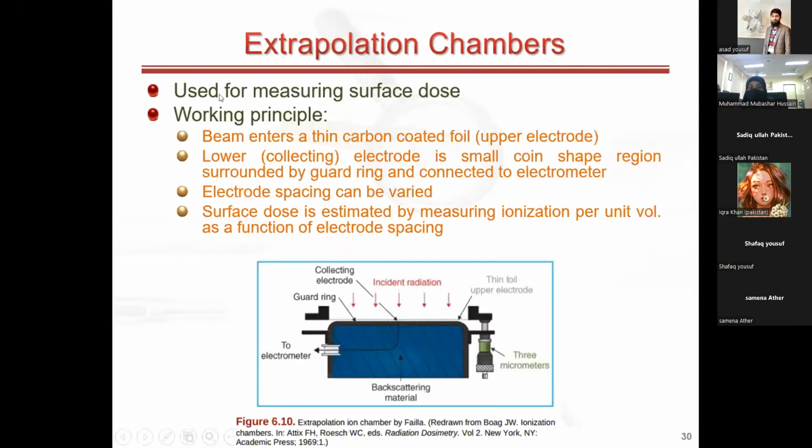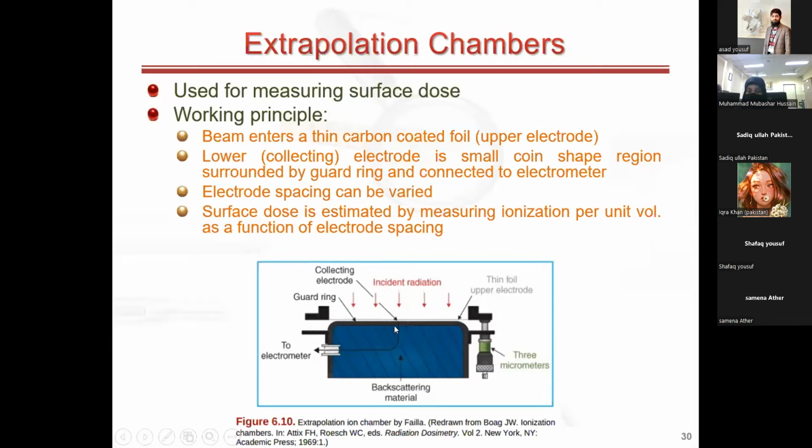One of these special chambers is the extrapolation chamber. These are again used for measuring surface doses. This extrapolation chamber consists of a surface electrode or upper electrode, that is a carbon coated foil. And then there is a small spacing, and then there is a collecting electrode in the shape of a small coin. This collecting electrode is guarded by a guard ring. The spacing between these two electrodes can be varied with the help of this micrometer.